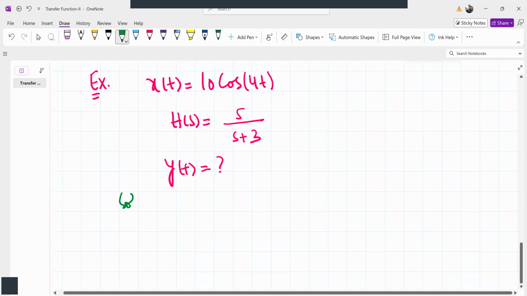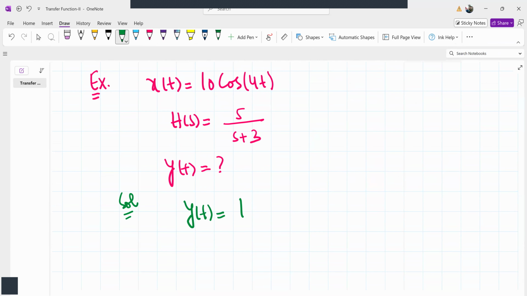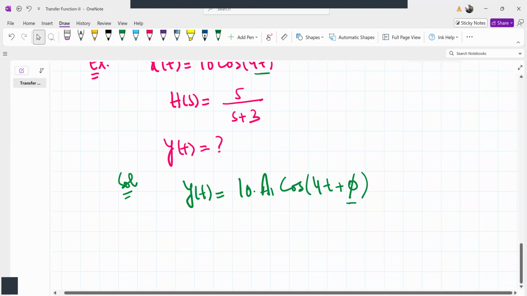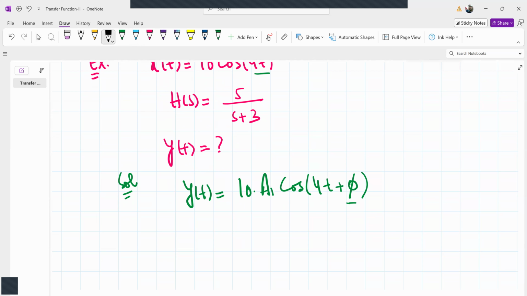So solution will be simply y of t can be written as 10 multiplied by a1 cosine of, cosine and sine are one and the same. Only there is a 45 degree phase plus phi. Okay. There is no phase here. We'll introduce phi. Okay, so our goal is now find a1 and phi. How do we find a1? A1 is simply magnitude of the transfer function h of s when we replace s by j omega.